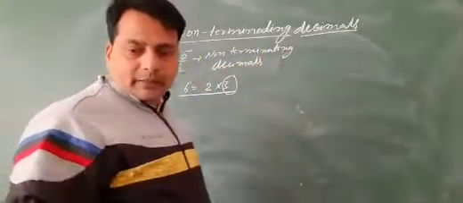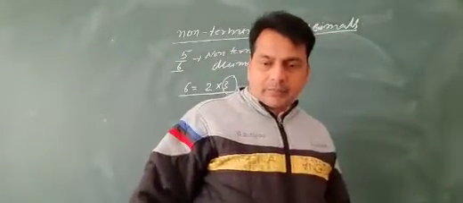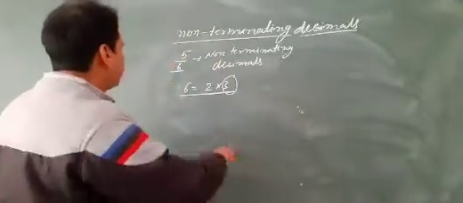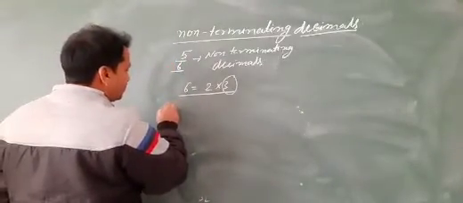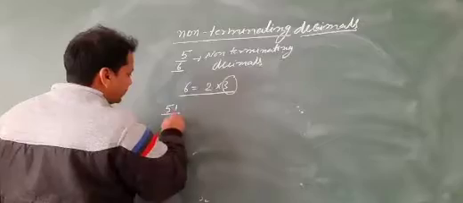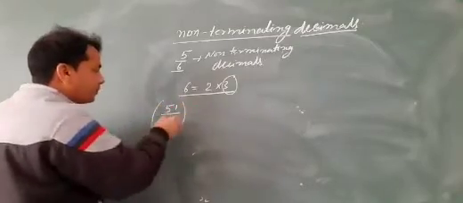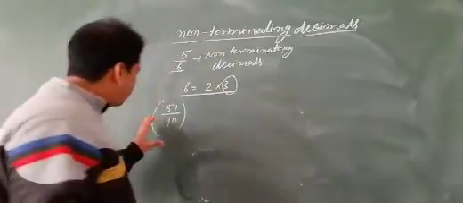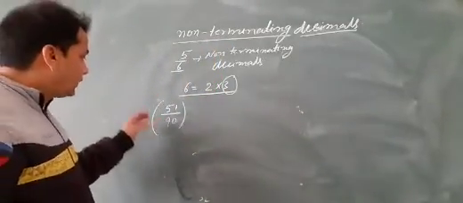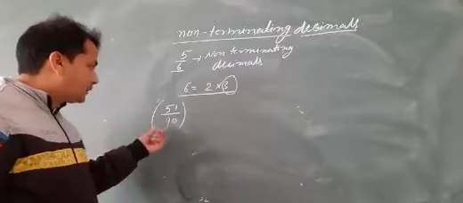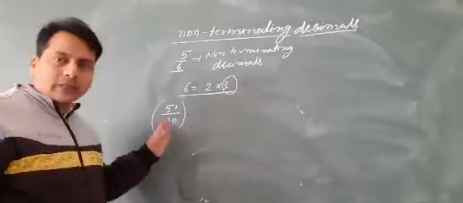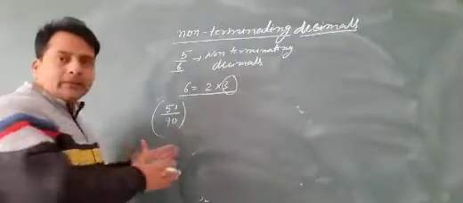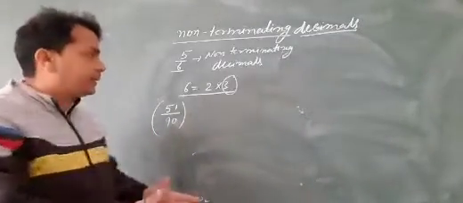Another example here is the next example. Suppose that a rational number is given as 51 by 90. Is this rational number terminating or non-terminating? First of all, we will calculate the prime factors of the denominator of the given rational number. This rational number is 51 by 90.